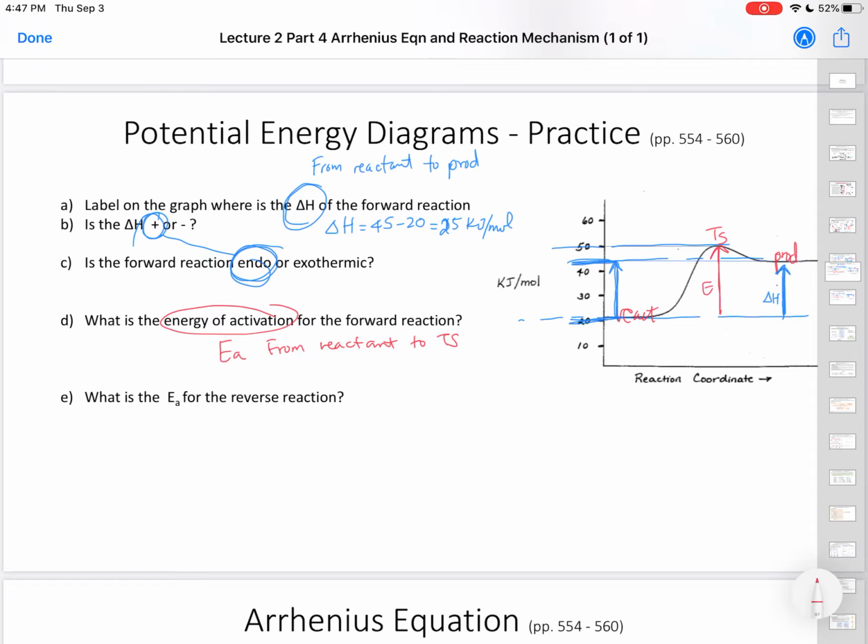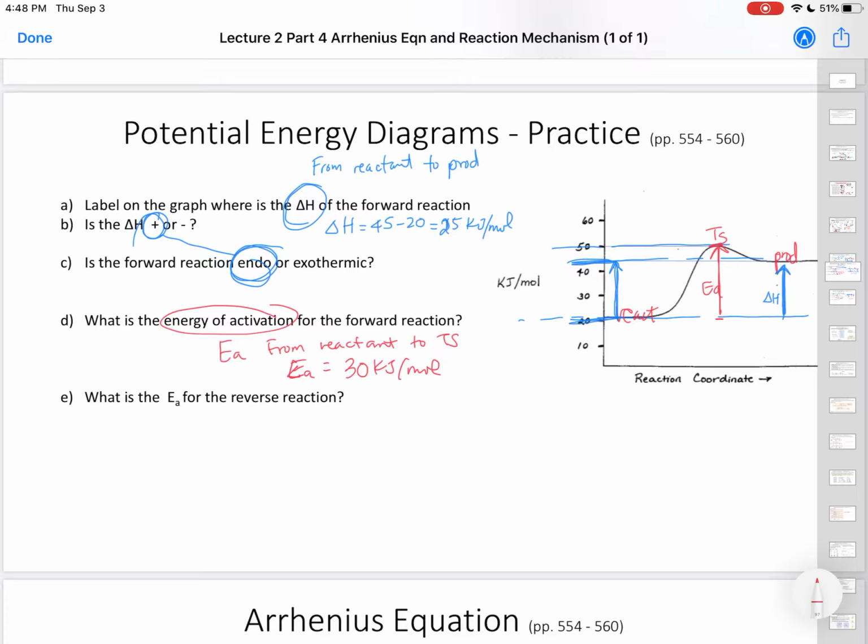That's this. Okay, so that's going to be, sorry, E of A is going to be, let's see, 50 minus 20, or 30 kilojoules per mole. Okay, so we're going from 50 and we're going to subtract the 20. Okay, and it's positive because the arrow is always pointing up.